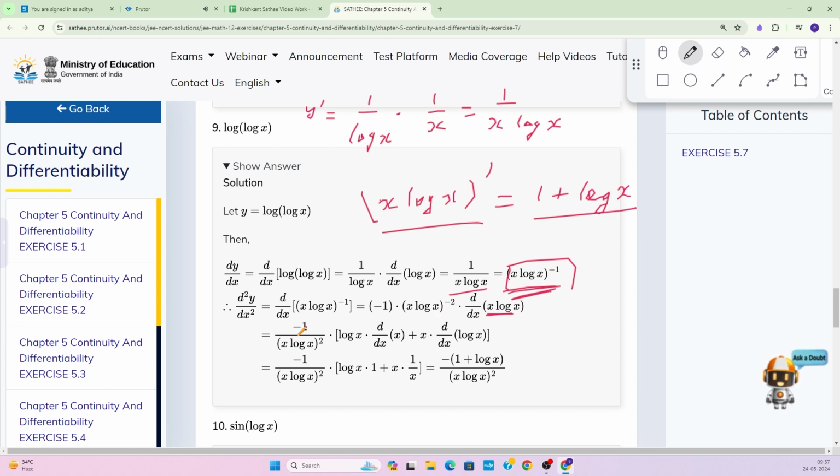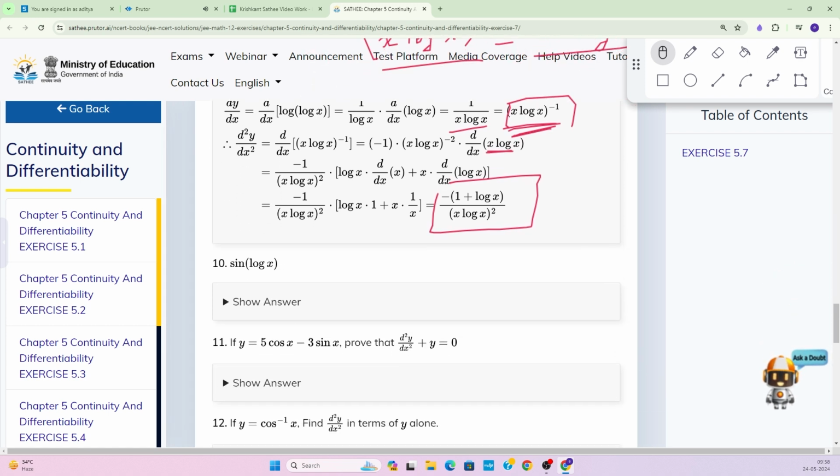So this will be minus 1 by (x log x) whole square multiplied with 1 plus log x, as you can see. So your final answer will be minus 1 multiplied with 1 plus log x, in the numerator, divided by (x log x) whole square. Okay, simple. Let us move to problem number 10.